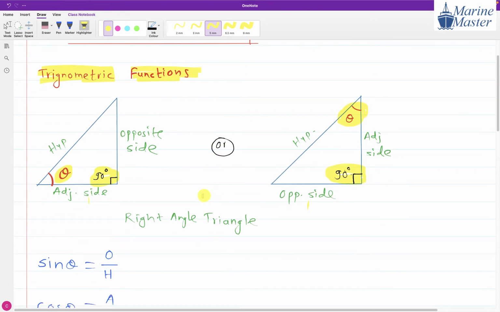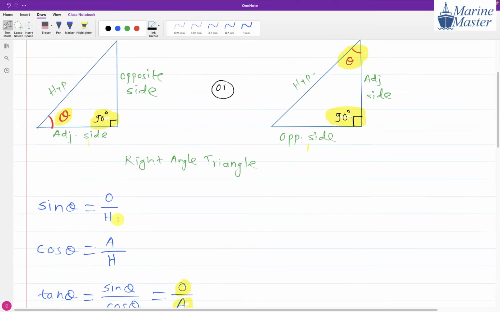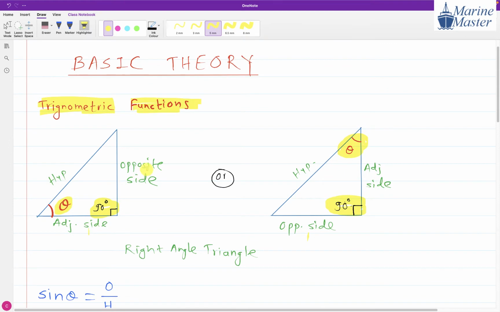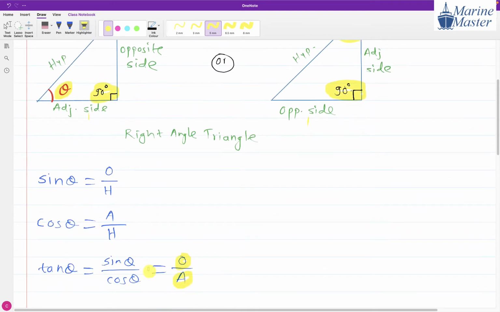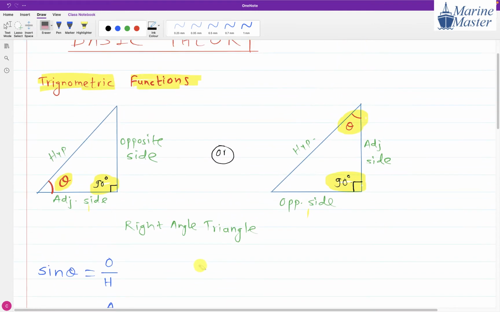Now what is meant by sine theta? Sine theta means opposite by hypotenuse, O by H. What is meant by cos theta? Adjacent by hypotenuse. And what is meant by tan theta? Sin theta by cos theta, and that will be equal to opposite side by adjacent side. You got all the three trigonometric functions?